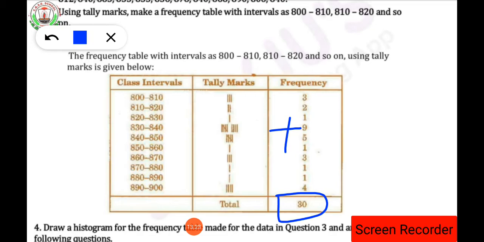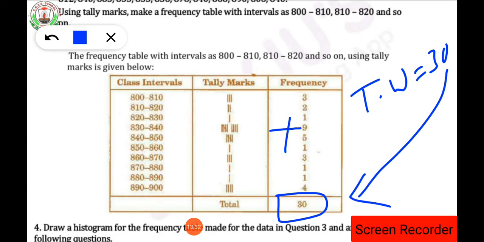And at the starting of this question, I had already informed you that the total number of workers is 30. So this 30 should be equal to the total frequency from the tally table. Okay, if a little difference comes, suppose total 29 comes here, it will not match with the total worker data, that is 30. So the answer will be wrong.